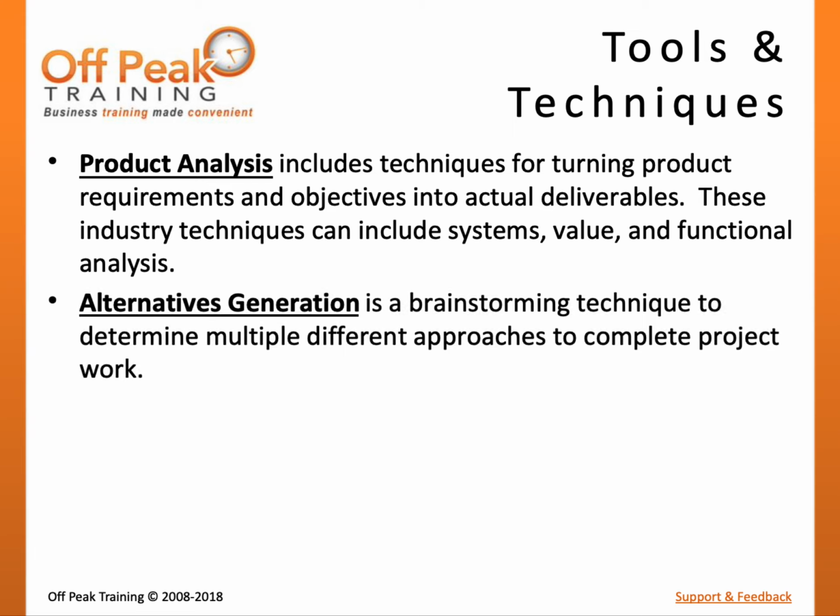Since there can be multiple methods of work to achieve the same end results, alternatives generation provides a brainstorming technique to determine different approaches to complete project work. For example, painting a room can be done with a brush, a roller, or a sprayer. It is up to the project team to determine which approach is most fitting for the project at hand.